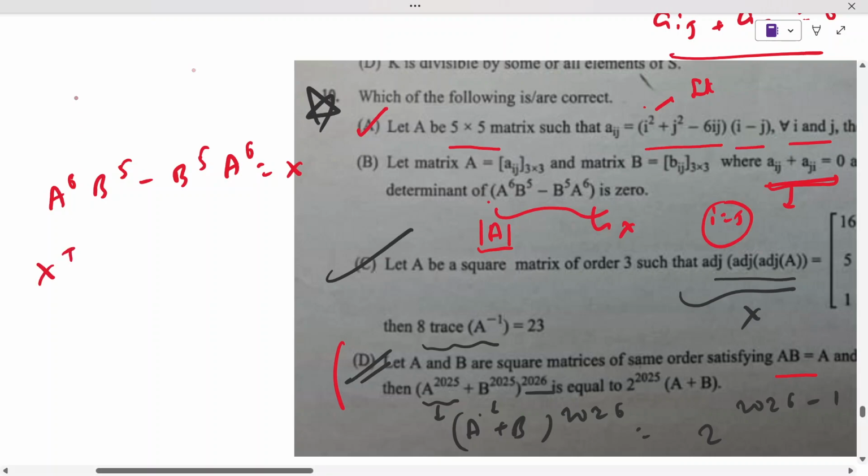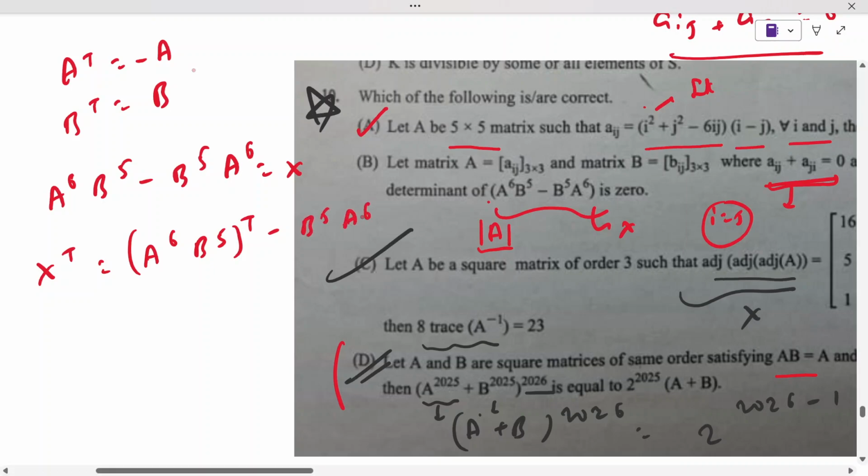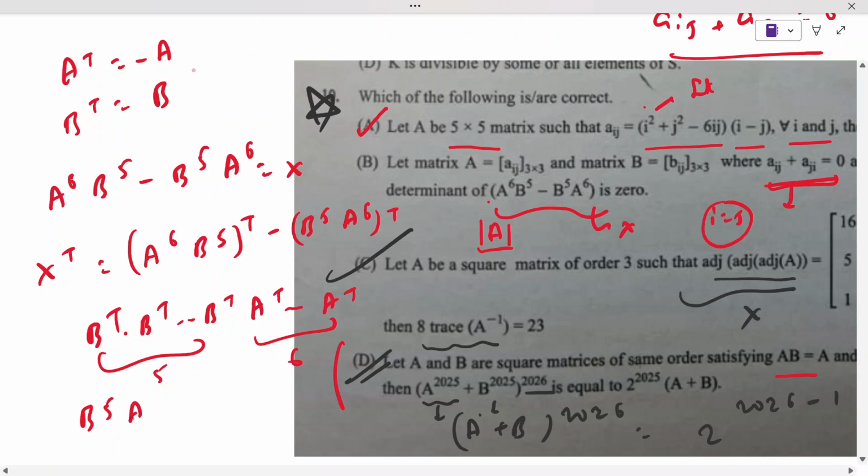What is the transpose of that matrix? I know A transpose will be equal to minus A and B transpose will be equal to B. Let us take the transpose of both. That will be written as A to the power 6, B to the power 5, transpose, minus B to the power 5, A to the power 6, full transpose. Then B to the power 5 transpose is B again, right? So B transpose, B transpose, B transpose, and so on, and A transpose, A transpose, A transpose, six times for this and five times for that. So it is equal to B to the power 5, A to the power 6, minus A transpose, A transpose, and so on, B transpose, B transpose, and so on and so forth.